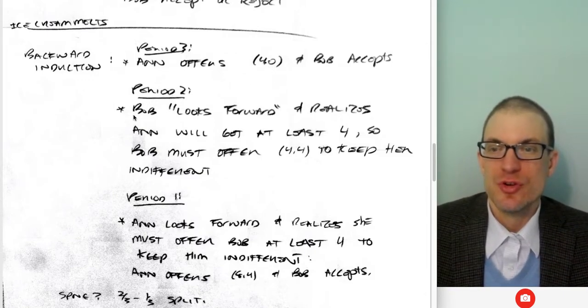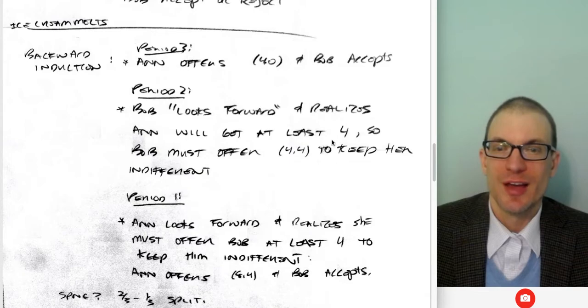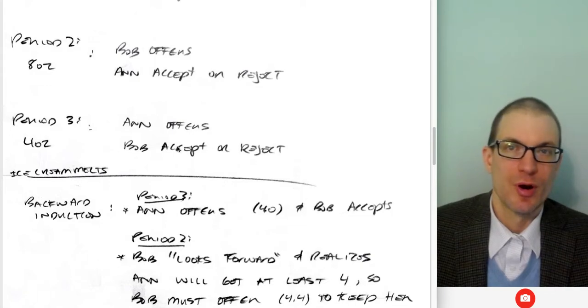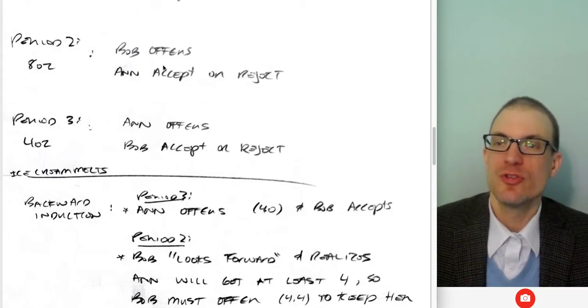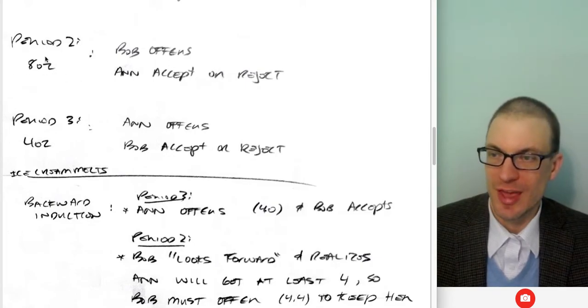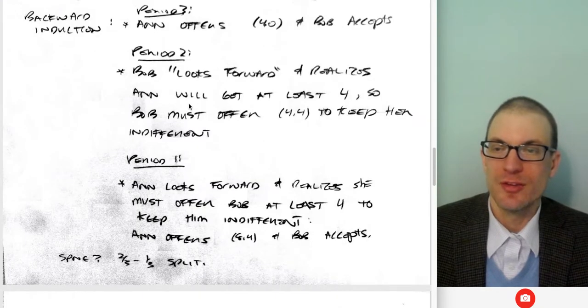In period 2, Bob's going to look forward and realize Ann is going to get at least 4, right? Ann is going to get 4 in period 3 because Bob's going to accept the offer where Bob gets 0. So in period 2, Bob realizes Bob has to offer Ann at least 4 out of these 8 ounces. Okay, so Bob is going to offer 4-4 to keep Ann indifferent.